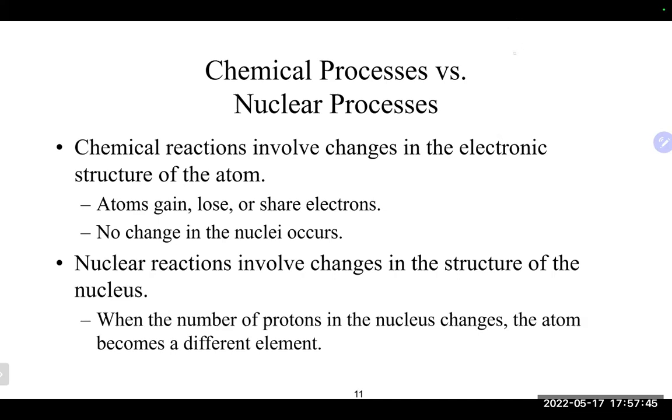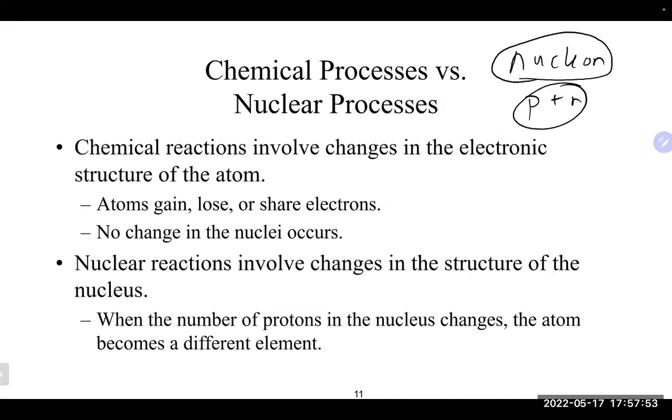Sometimes you'll also hear a word in nuclear chemistry, sometimes referred to as nucleon. That's basically the protons and the neutrons, the particles within the nucleus. And sometimes they'll be called isotopes, or they'll be called nuclide as well. So those are some terminologies you sometimes see.